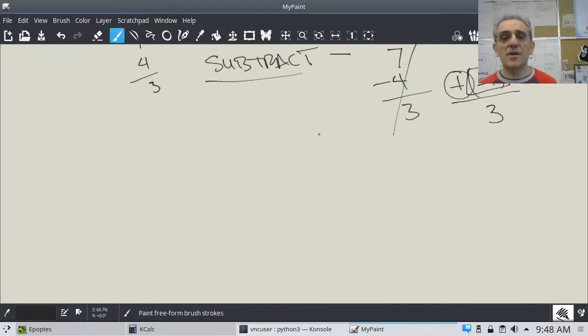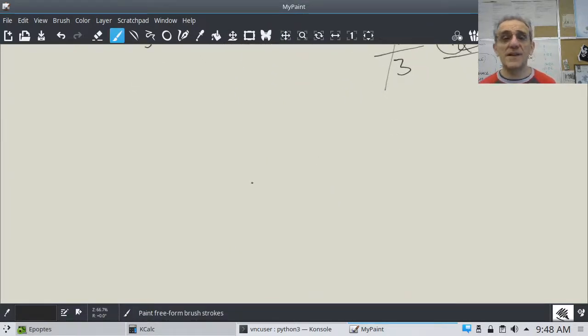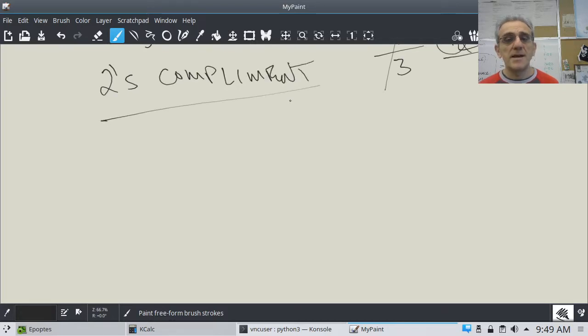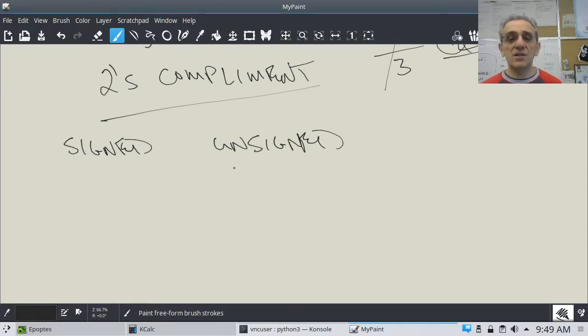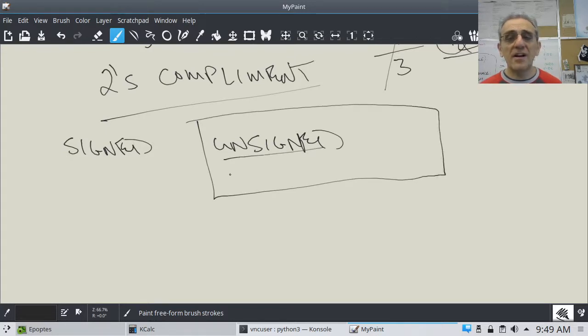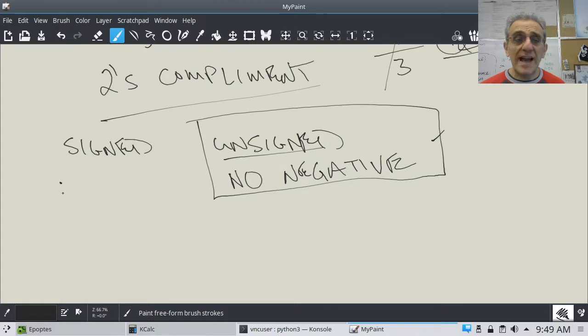The question now is, how do you represent a negative number? Because so far in our number system, there are no negative numbers. So here's where the wonderful world of 2's complement comes in. In order to understand 2's complement, we need to understand that there are two types of number systems: signed and unsigned. An unsigned number system means you cannot have negatives. In an unsigned system, everything's positive. That's the one we've been doing up till now. But with a signed system, there are negatives.